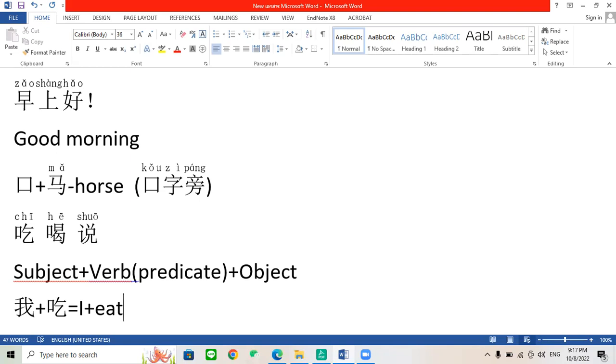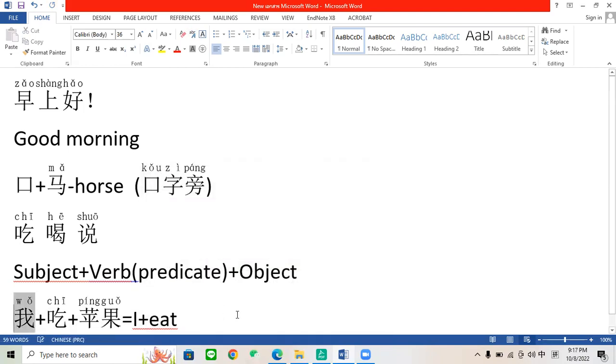So that means I want to tell you what I eat, right? For example, I eat apple. 我吃苹果。苹果 is apple. 我吃苹果 means I eat apple, right? So this is a completed SVO structure. As subject, S is I or me, right? Verb is eat. Object is apple.